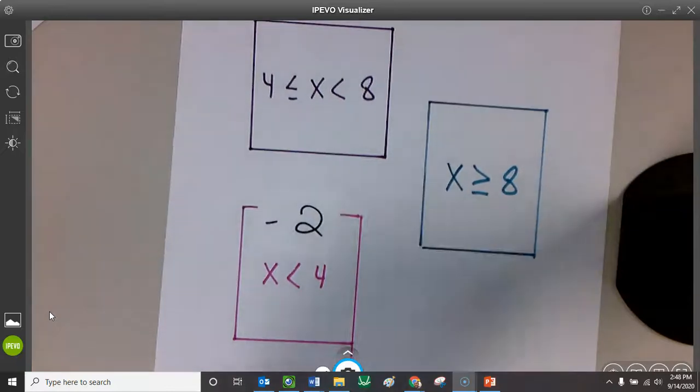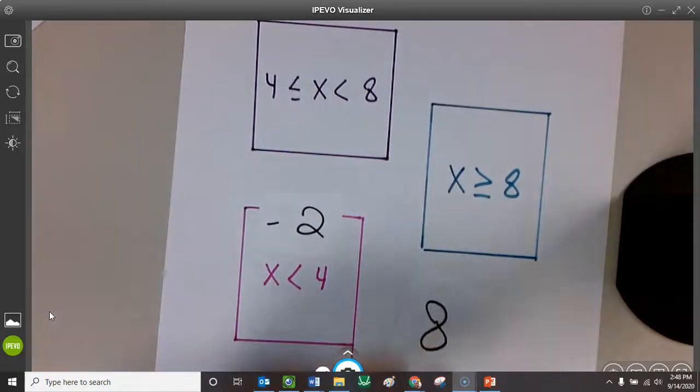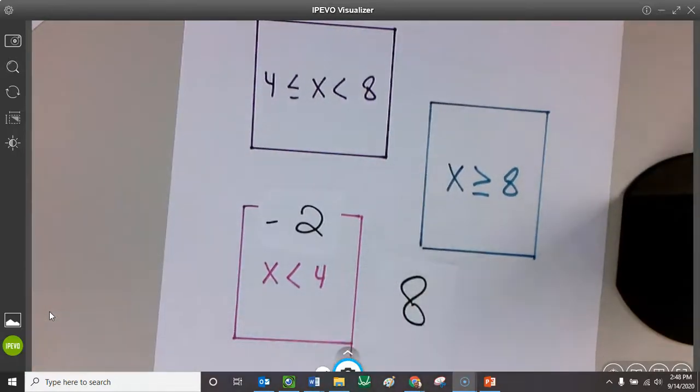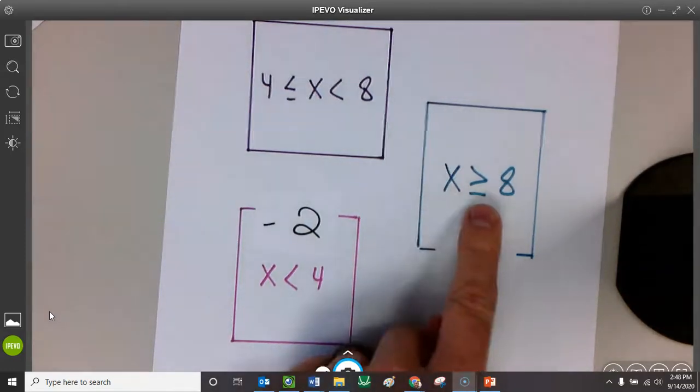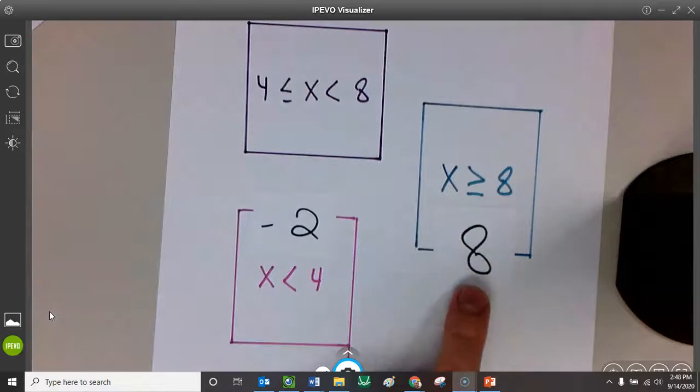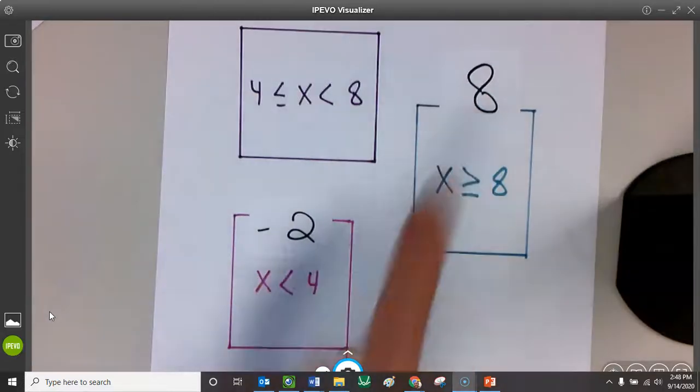Let's try another one. How about 8? Where should 8 go? I can't tell, my 8s are gross looking. Take a look, see what you think. Bam. Greater than or equal to 8. Well, this is 8. That's equal to 8, so it goes in the blue box, the blue bin.